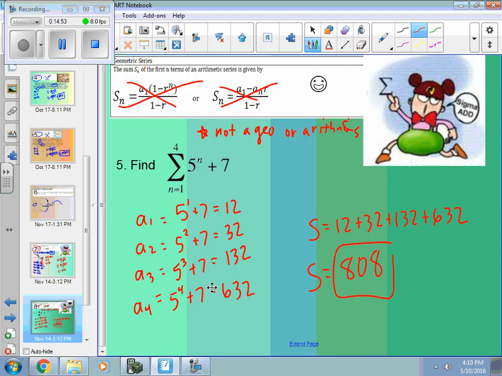So summation, if you have an arithmetic or geometric one, you can use the formulas. If not, then you would have to actually go through and add those up. All right, you try them out now on the practice.